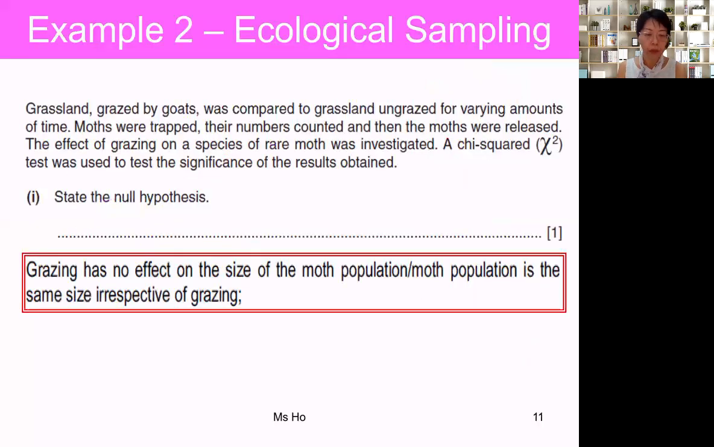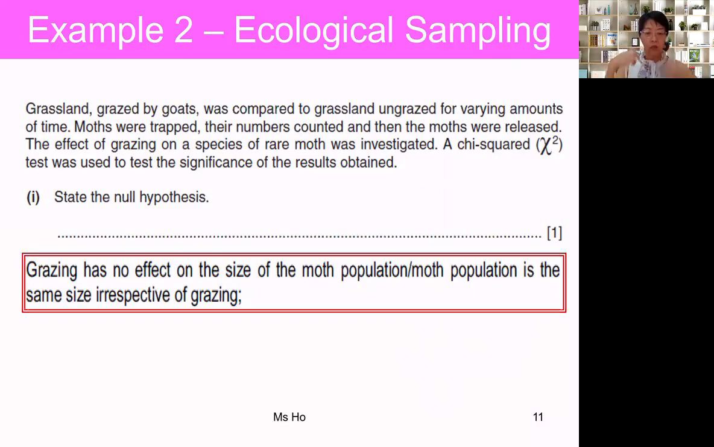So this is a past year question, an example of a chi-square test for ecological sampling. I want to use this example to show you how to put the expected ratio for ecological sampling, because for ecological sampling, you don't do a genetic diagram. So how do you get the ratio for E?